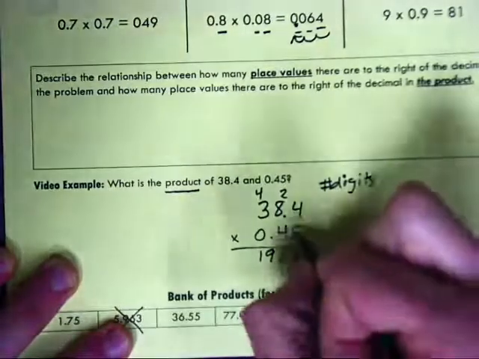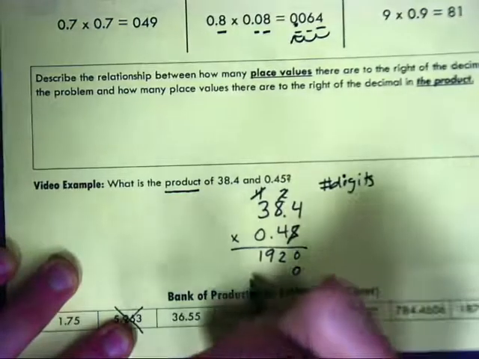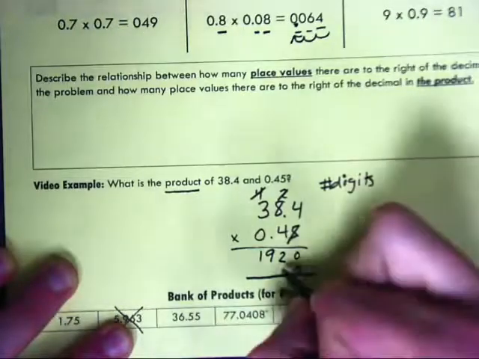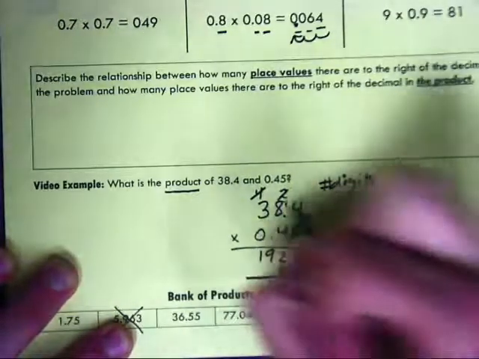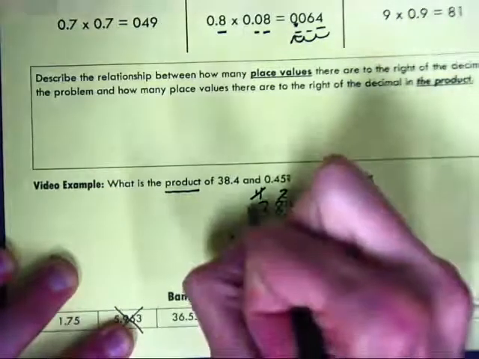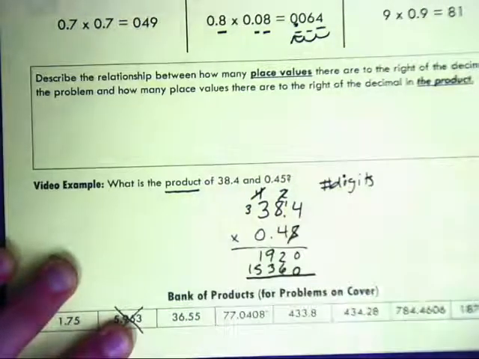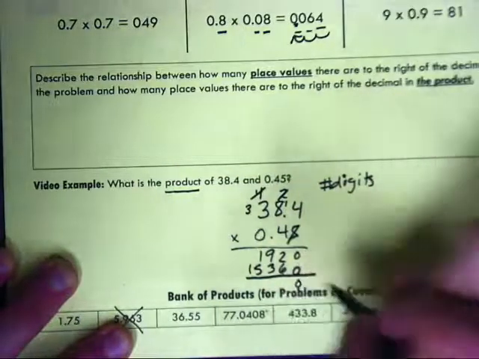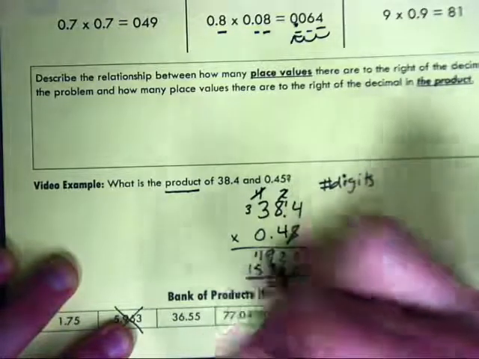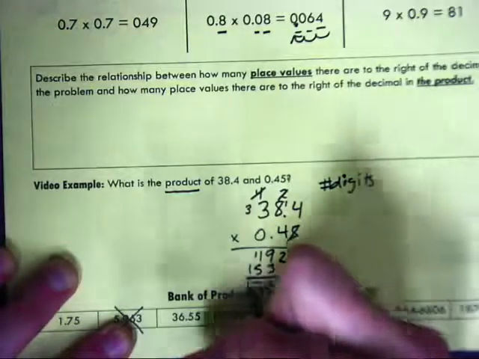When I come down now, so this is done, this is done, this is done, I'm going to slide over, so I'm going to add that 0, draw my line just to keep it organized, and then 4 times 4, 16, 4 times 8, 32, plus 1, 33, and then 4 times 3 is 12, plus 3 is 15. So when I add this up, 0 plus 0 is 0, 2 plus 6 is 8, 9 plus 3 is 12, carry the 1, 1 plus 1 plus 5, 7, and then 1 by itself.